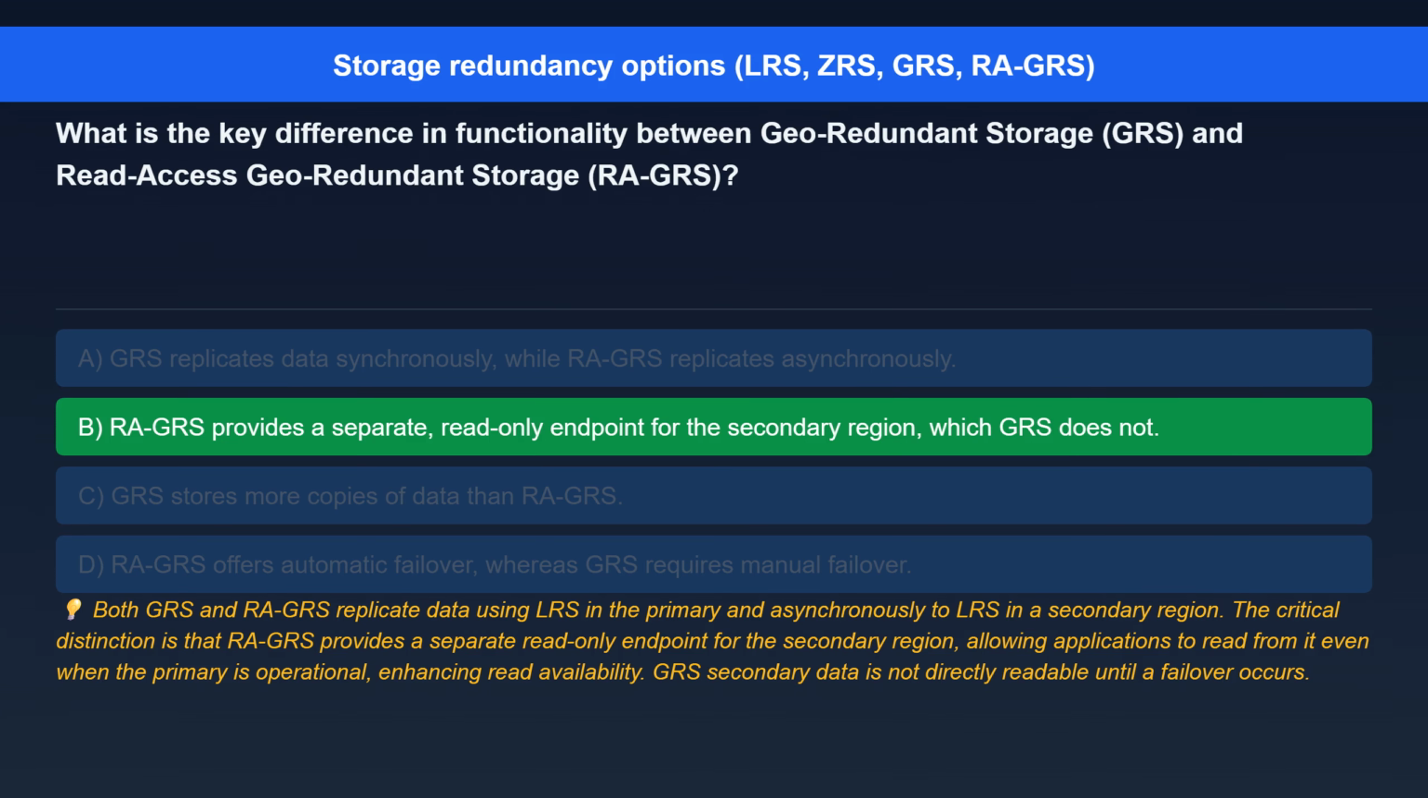The correct answer is RA-GRS provides a separate, read-only endpoint for the secondary region, which GRS does not. Here's the explanation. Both GRS and RA-GRS replicate data using LRS in the primary and asynchronously to LRS in a secondary region. The critical distinction is that RA-GRS provides a separate read-only endpoint for the secondary region, allowing applications to read from it even when the primary is operational, enhancing read availability. GRS secondary data is not directly readable until a failover occurs.